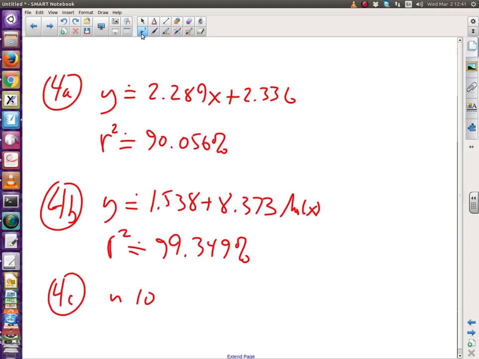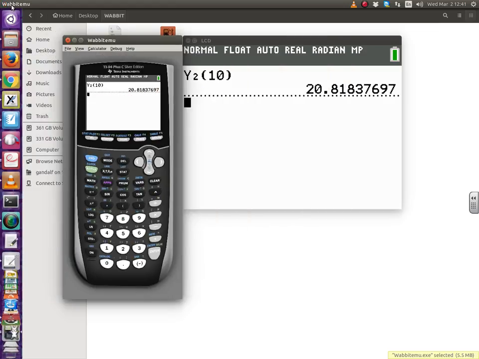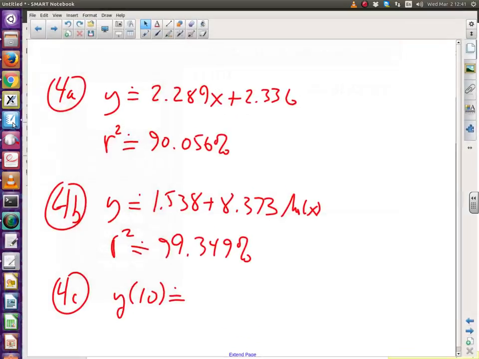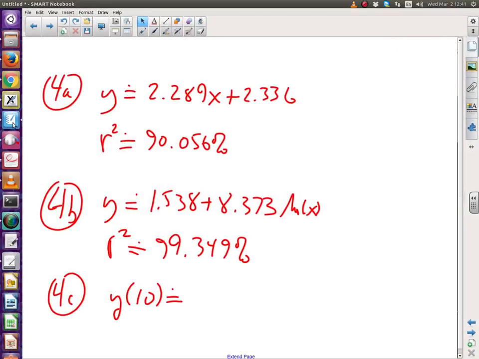And so if we plug in 10 into that last regression, we get about 20 point, what was it? I had it here. 20.818 milligrams, right? 20.818 milligrams. All right, that's part C.